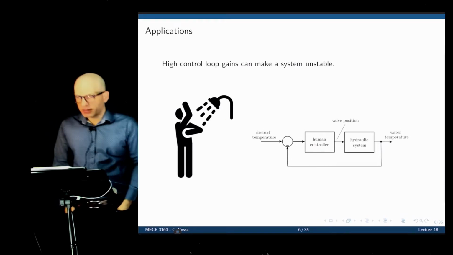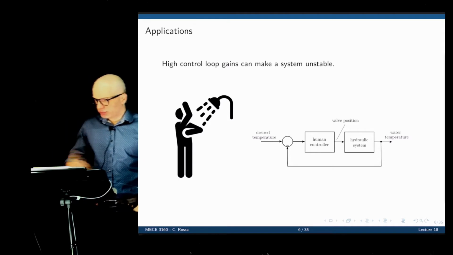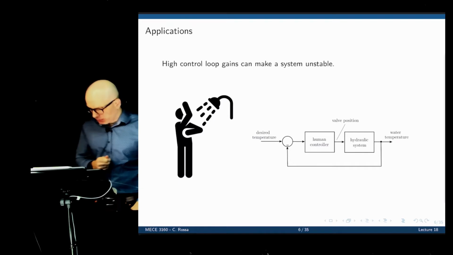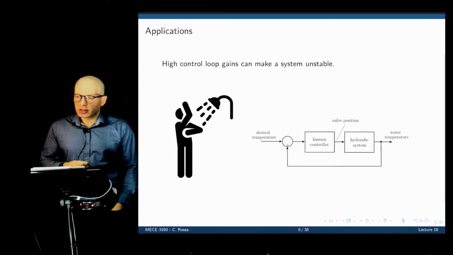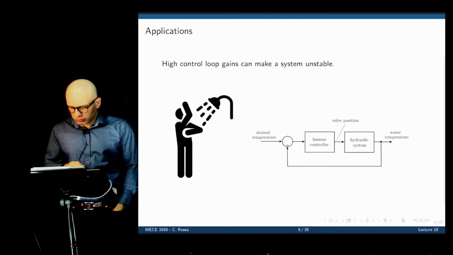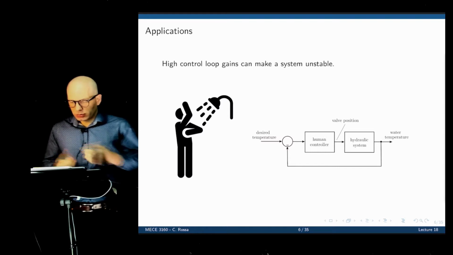Here is another example, simple to understand, where a high control gain can make a system unstable. Let's assume, for example, you're having a shower and we want to regulate the temperature to a comfortable level. So what we do is that we control the valve by opening and closing the valve to control the temperature.